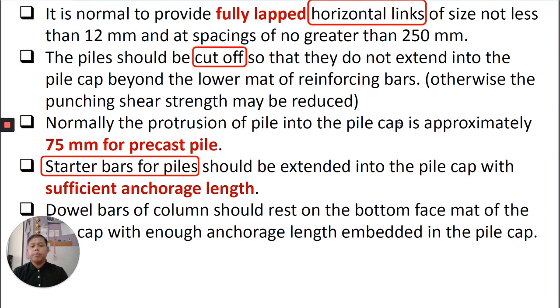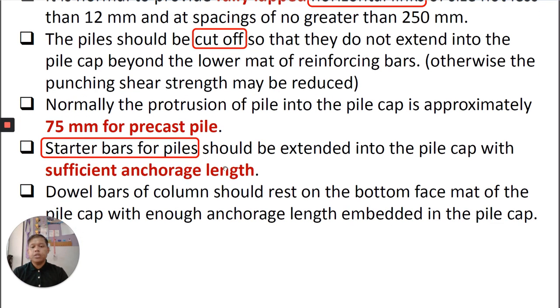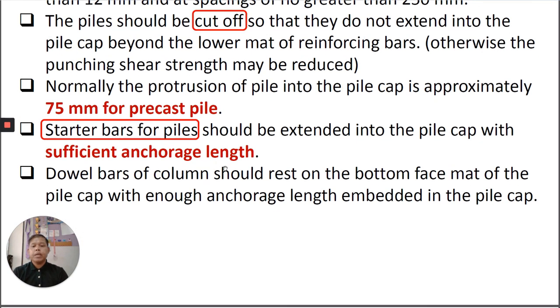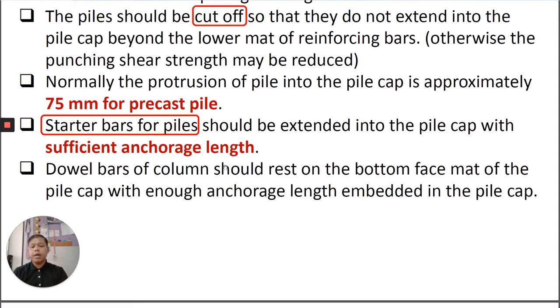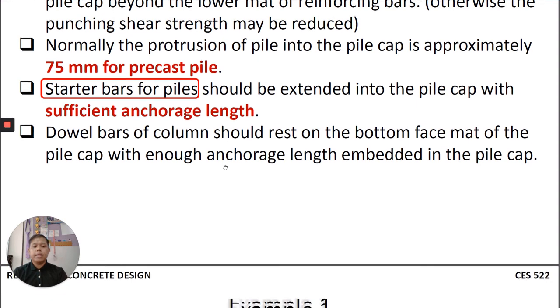Normally, the protrusion of the pile into the pile cap is approximately 75 millimeter for the precast pile. So it means that at least it penetrates 75 millimeter into the pile cap. So this is the cut off point. Starter bars for the pile should be extended into the pile cap with sufficient anchorage length in order for us to transmit the load from the column to the pile. Dowel bars of the column should rest on the bottom face mat of the pile cap with enough anchorage length embedded in the pile cap.